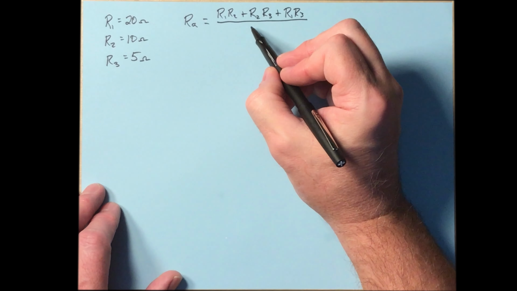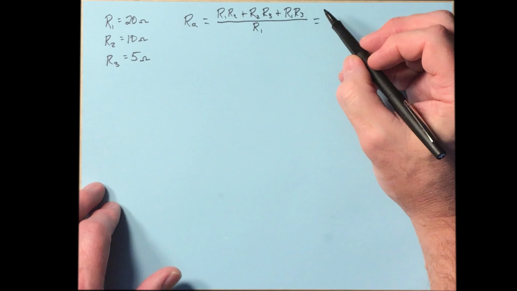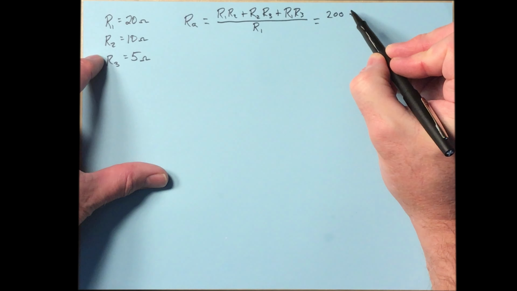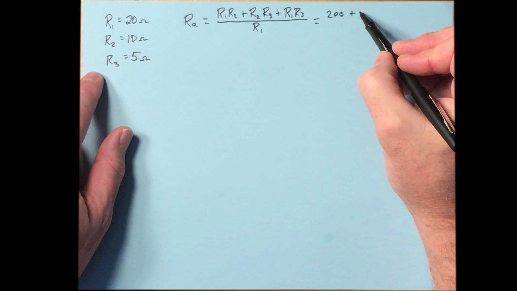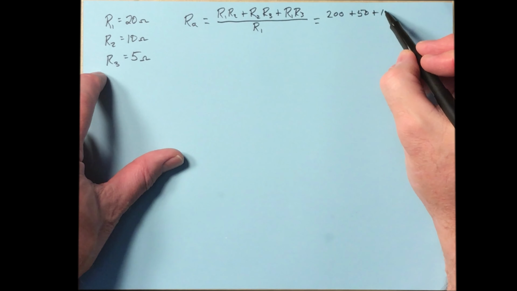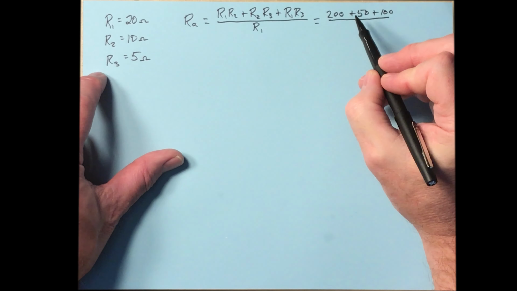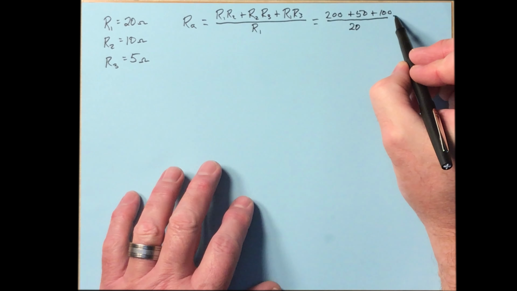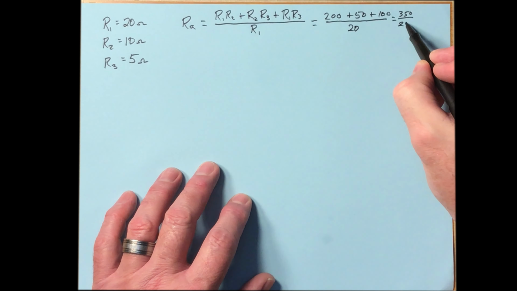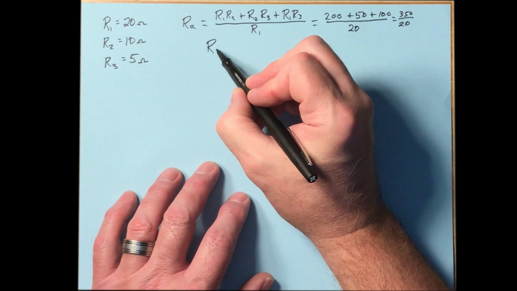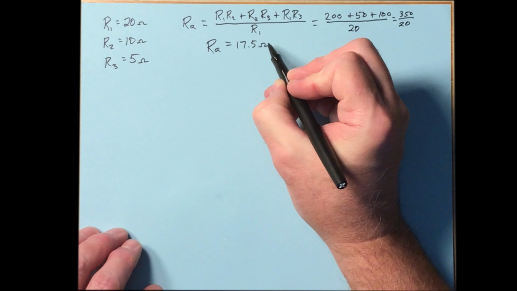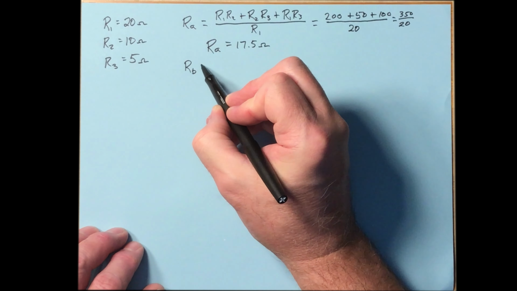all that over R1. So R1 times R2, that's going to be 200, plus R2 times R3, that's going to be 50, plus R1 times R3, that's 100, divided by R1, which is 20. So that's 350 divided by 20. So R sub A is 17.5 ohms.